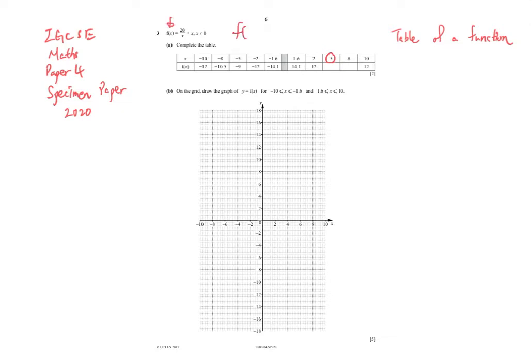So we'll have f of 5 will be equal to 20 over 5 plus 5. Using our calculator, we will get 9. So we can just put 9 here for the f of x.